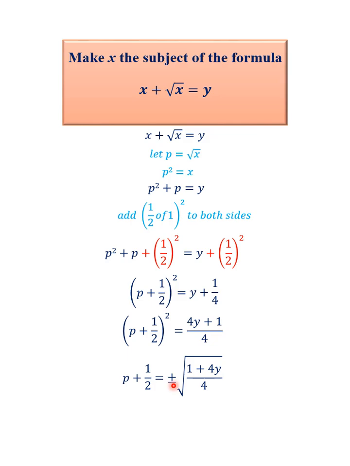You can decide to take only the positive value, as you know we are looking for the principal solution of the equation. But I don't mind. Positive, negative is fine. If you do just positive, it's also fine. So we have plus or minus the square root of (1 + 4y) all over 4.